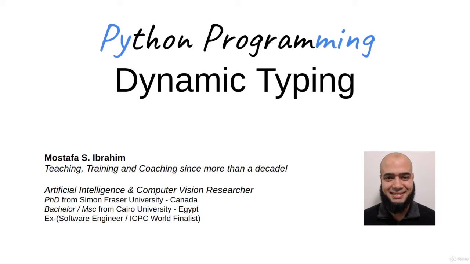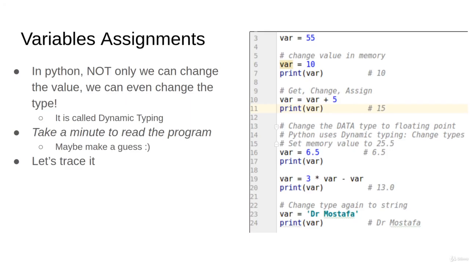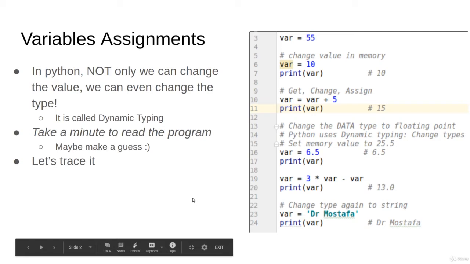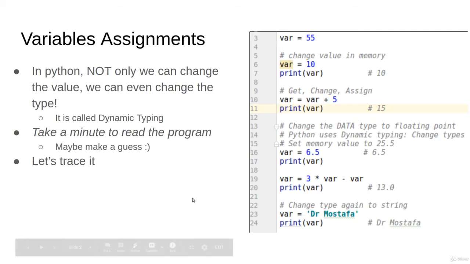In this video, we will learn about dynamic typing, which is a great feature in Python. We can change the values of the variables, but also we can change even the data type of the variables. I would like you to take a minute to read this whole program. We're going to trace it step by step to learn how Python helps us not only to change the value, but also to change the type.